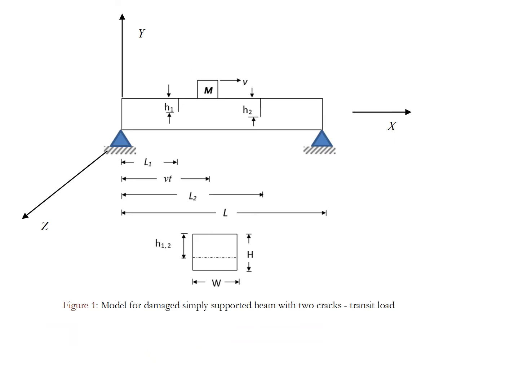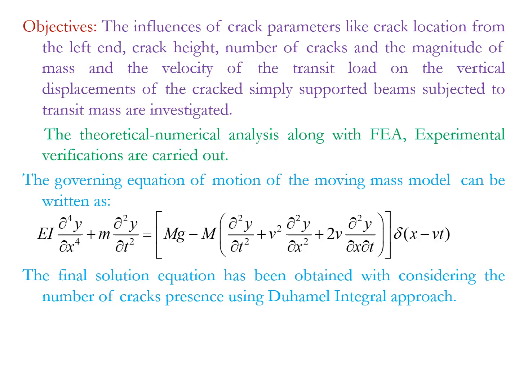This is the theoretical model of the moving mass structures. The main objective of this study is to find out the influence of the location of the cracks, number of cracks, crack depth, and magnitude and speed of the mass on the vertical deflection of the simply supported structures.